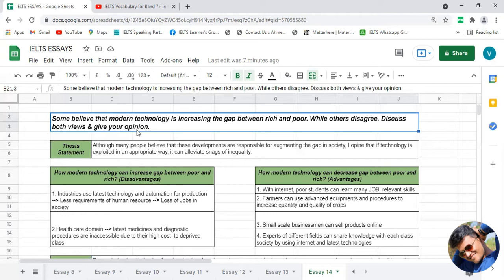So let's start by discussing the introduction paragraph for this particular statement. For writing an introduction, friends, there are two activities which are quite important. The first activity is to find the keyword, and the second activity is to write the thesis statement. So without wasting any time, let's start keyword hunting for this particular statement.